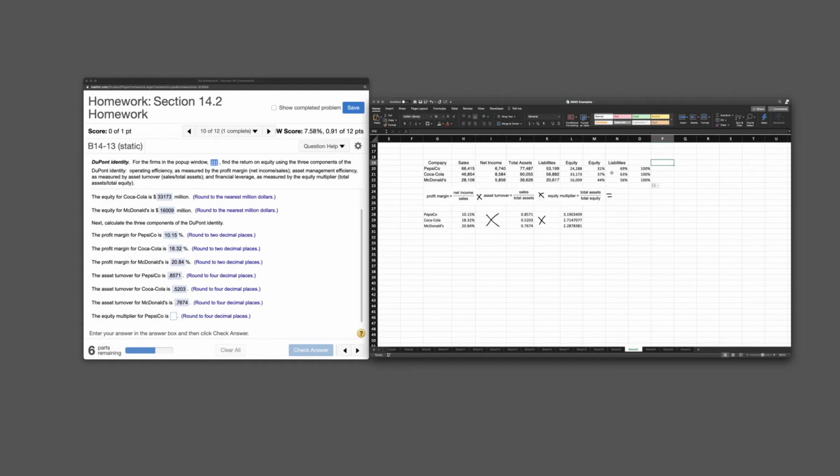So if we take a look at these numbers here, we see that PepsiCo has the highest equity multiplier. Well, what does that mean? That means that they're actually using less equity to finance their assets. So in other words, they're leveraging more debt to finance their assets. Now that's good for the owners. In other words, they're using less of their money to finance their assets. They're using debt instead. So that's a good indication for the owners.